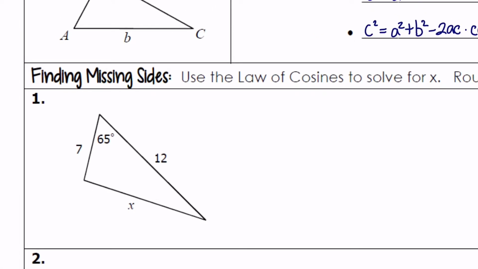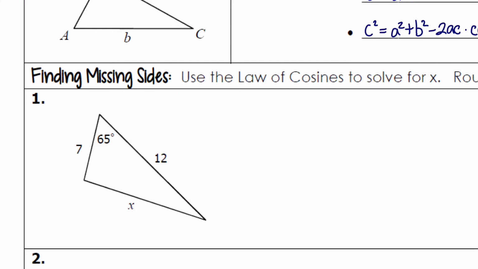So I need to use the law of cosines to solve for x. All right. Here's the side I'm trying to find. I got to look and say, okay, 1, do I have the other 2 sides? Check. Also, do I have its opposite angle? Check. If I don't have those 3 things, I cannot use my law of cosines.